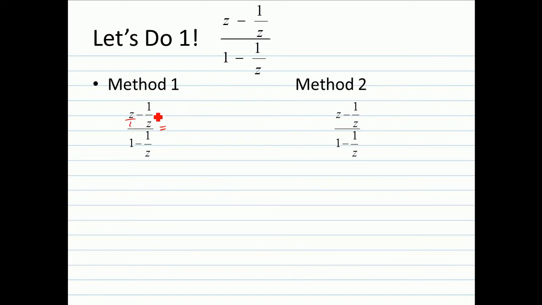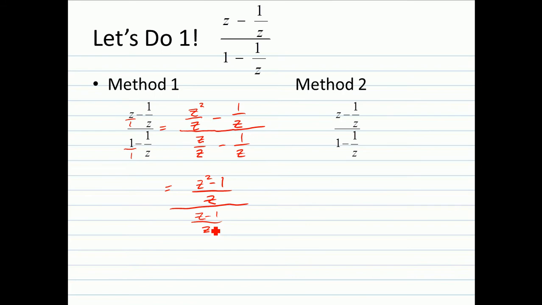The denominator, this is over 1. So this is really going to be, I'm assuming, z squared over z minus 1 over z, and that's the numerator. In the denominator, this is still over 1, so that's going to be z over z minus 1 over z. So I see my entire problem there. That means that you have z squared minus 1 over z over z minus 1 over z.